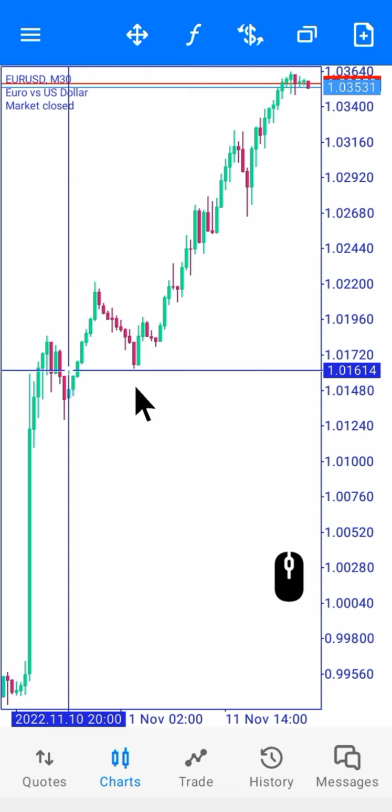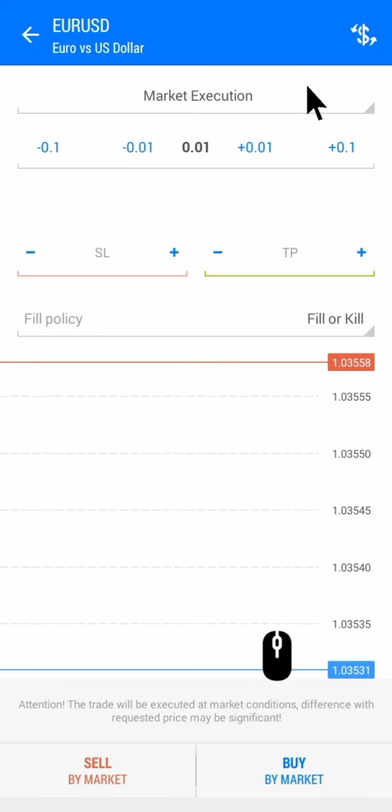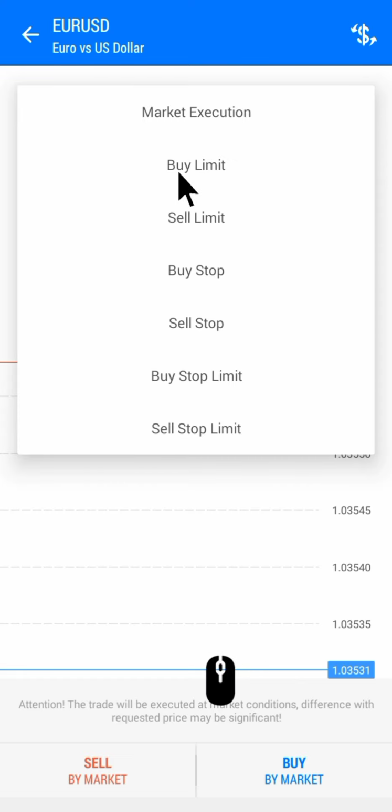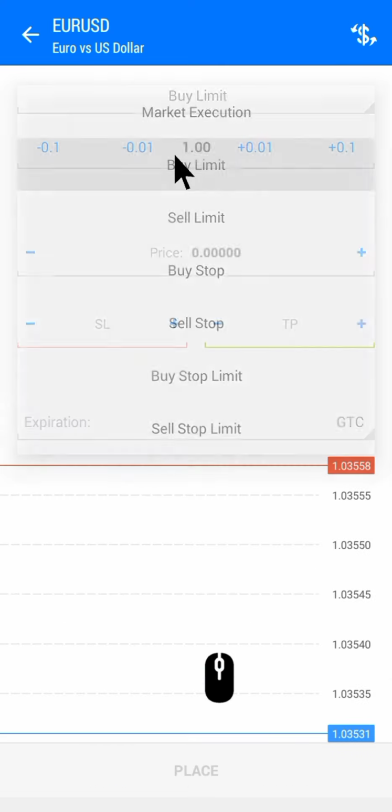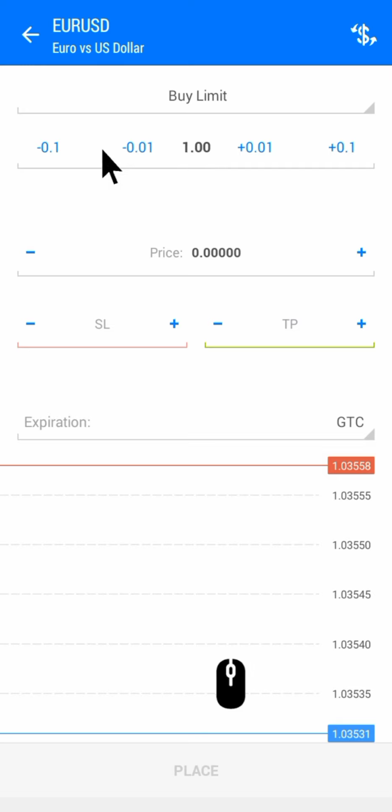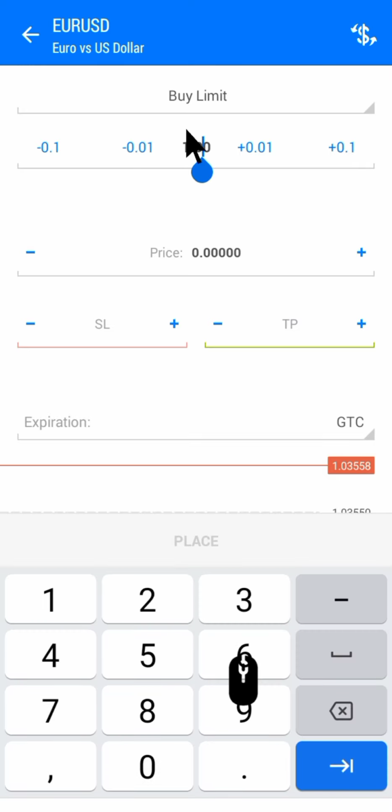Now, after taking that price, you go back, you come here and say, I'm going to buy. Then you select here, buy limit. When you select buy limit here, you are going to come here. Always consider the lot size you are going to use, depending on the capital. Lot size is the number of units you are willing to buy. So depending on your capital, always consider lot size.